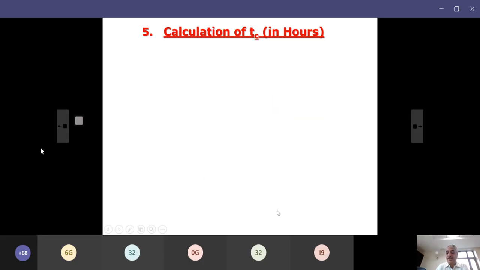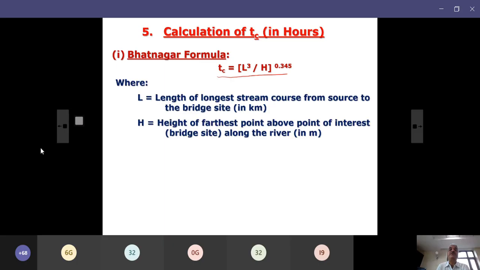So TC कैसे निकालेंगे time of concentration? Normally we use a formula which is known as Bhatnagar formula. This RBF 16. There are many formula, but RBF 16 recommends using this formula. And what is Bhatnagar formula? This is derived for Indian catchment areas, except few catchments, which you will see. It says TC equal to L cube divided by H to the power 0.345. L is length of longest stream course from source to bridge site. Catchment area property से मिल जाएगा. H is height of farthest point above the point of interest along the river in meter. Length elevation profile से मिल जाएगा. तो L और H मिल जाएगा, हम TC calculate कर लेंगे.